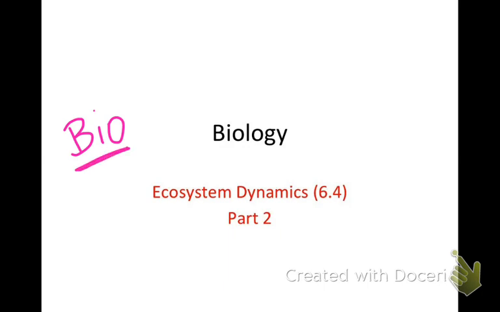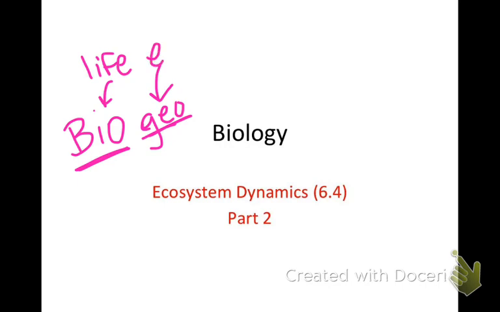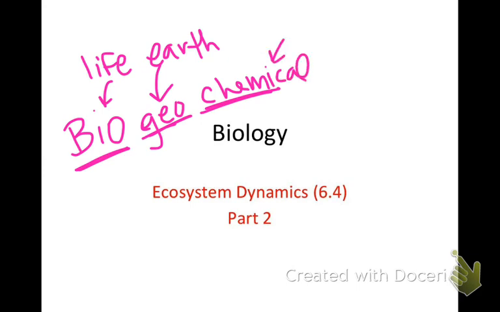Bio. Underline that part. What does it mean? Biology is the study of what? Ooh, good job. Life. The next word is geo. Think about geography. What do you learn about in geography? Oh, you're learning about the parts of the earth where different countries are located. And then chemical. Well, in this part, for us, chemicals right now are going to be nutrients.